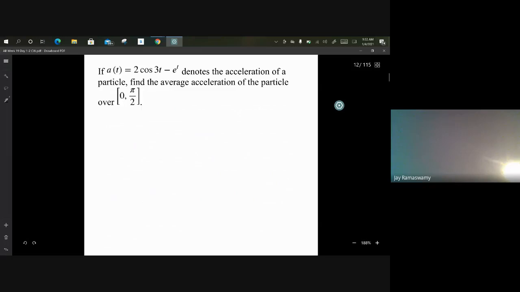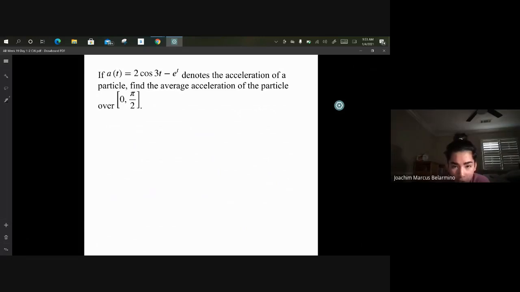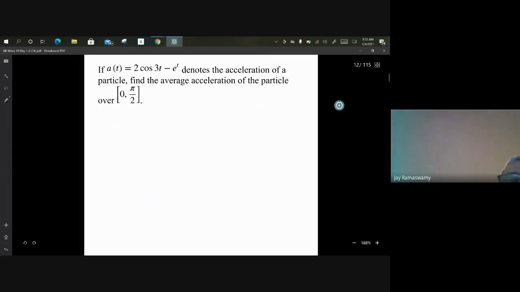We're on page 12. Okay, just copy it on the function. You don't need to copy it on the English. So it says if a of t denotes the acceleration of the particle, find the average acceleration. So is that just the average of the acceleration function? Yes.